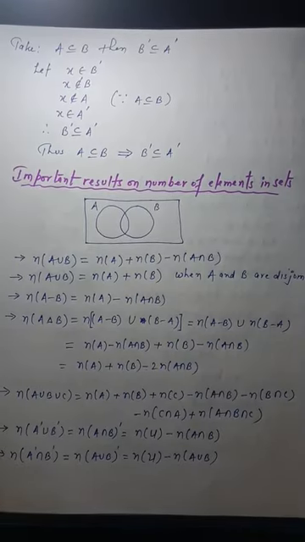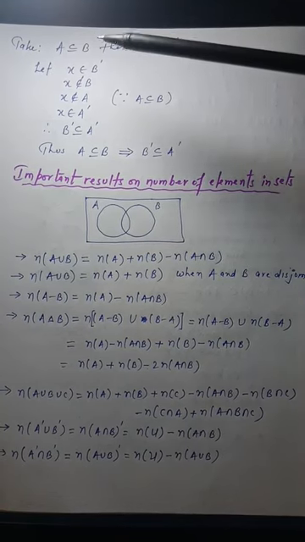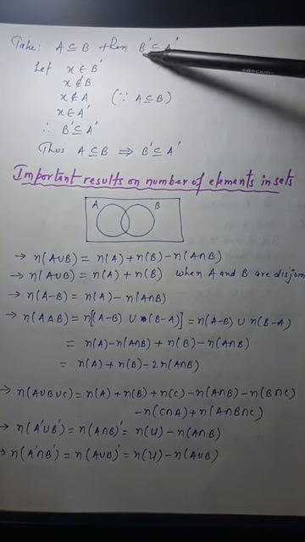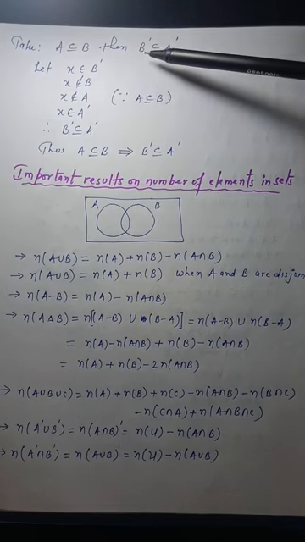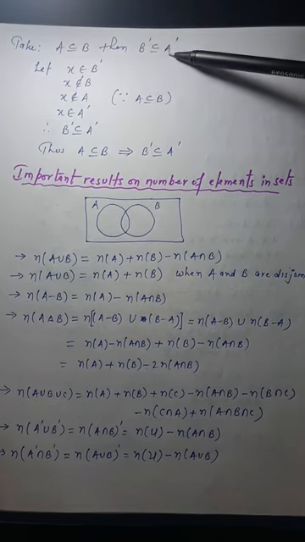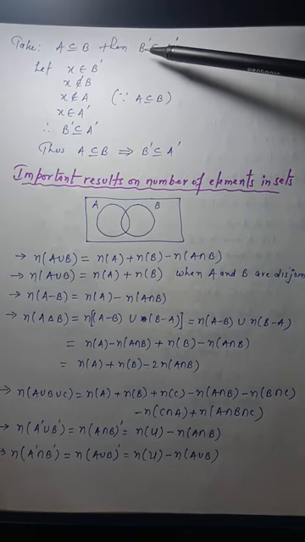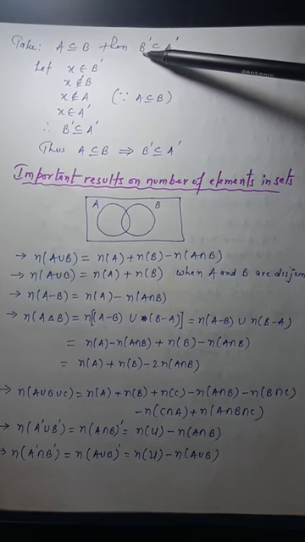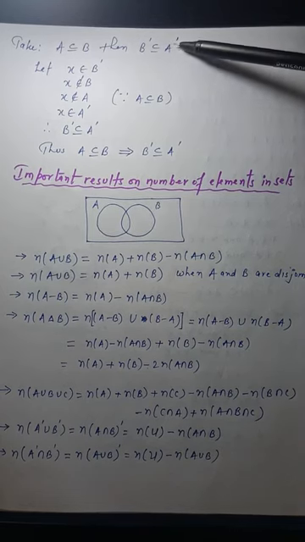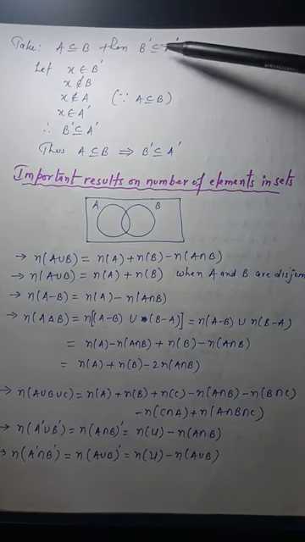Now come to this second last point. In the second last problem, it is given that when A is a subset of B, then you have to prove B dash is a subset of A dash. When we are proving that B dash is the subset of A dash, how will we initiate? We will assume that there is an element which belongs to B dash and we will show that the same element belongs to A dash also. Then this is the subset of this.